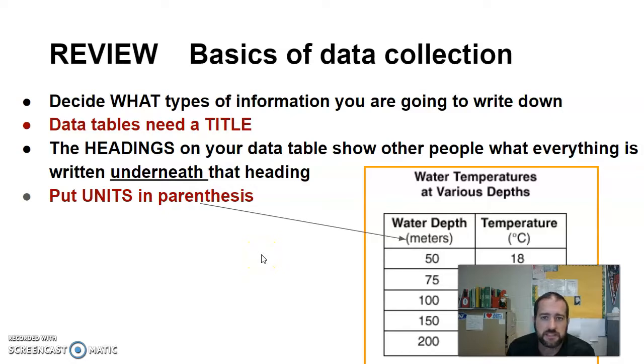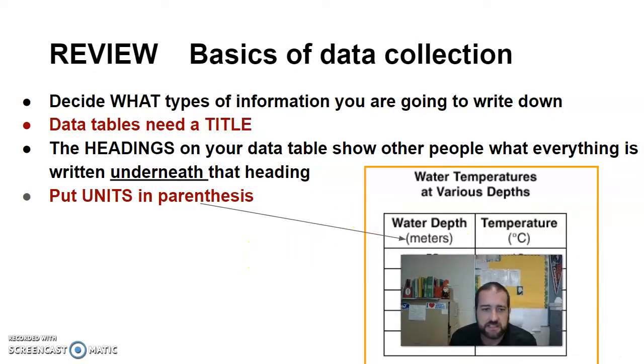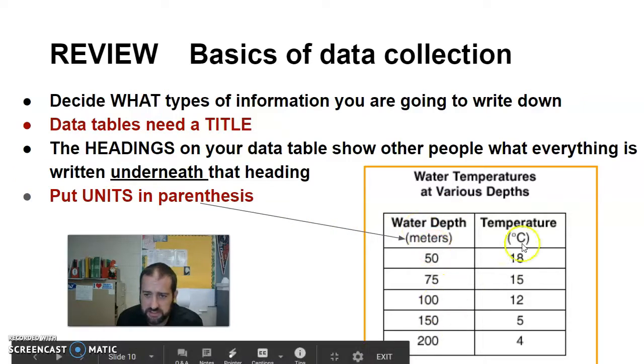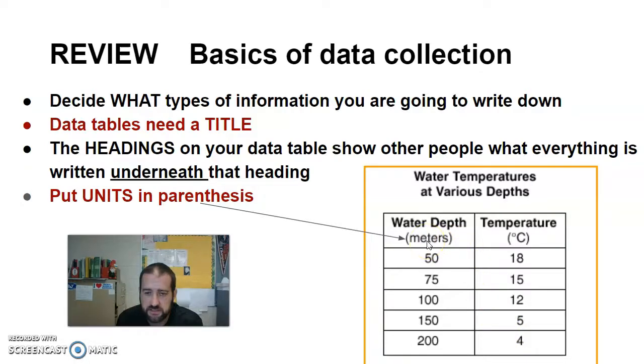Another review of our basics of data collection and making our data tables. Remember, the first thing you want to do is brainstorm what types of information you're going to want to write down and record. Data tables need a title. The headings show the reader what all these numbers mean down here. And if it's appropriate, if it has units, you put units in parentheses. We'll be making more data tables today and this week.